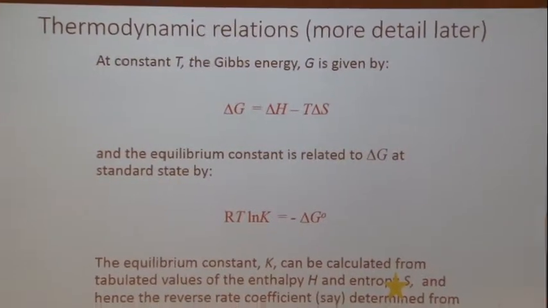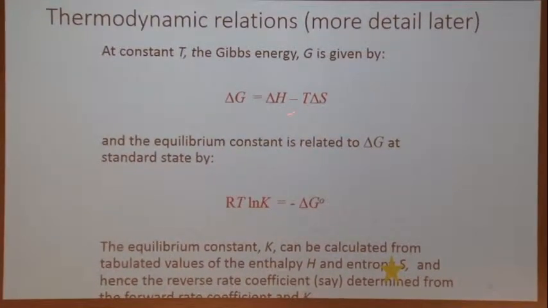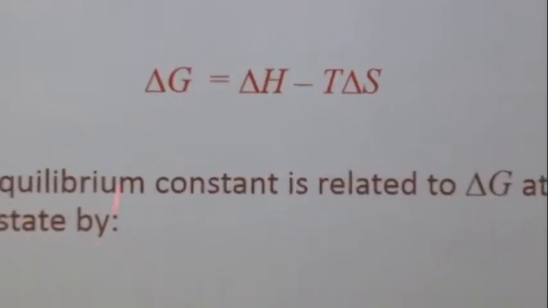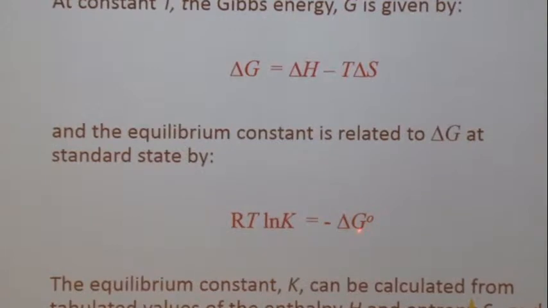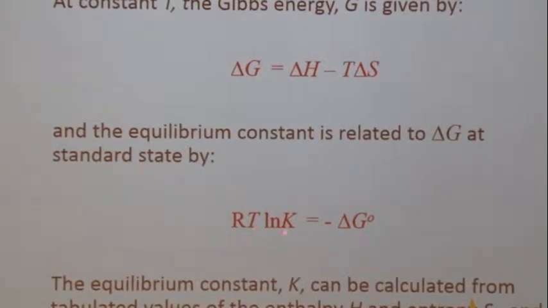All right, next thing I want to talk about is thermo. So you all know from high school that delta G is equal to delta H minus T delta S. And the equilibrium constant is related to the standard state change of free energy. So the equilibrium constant K is given by that formula.